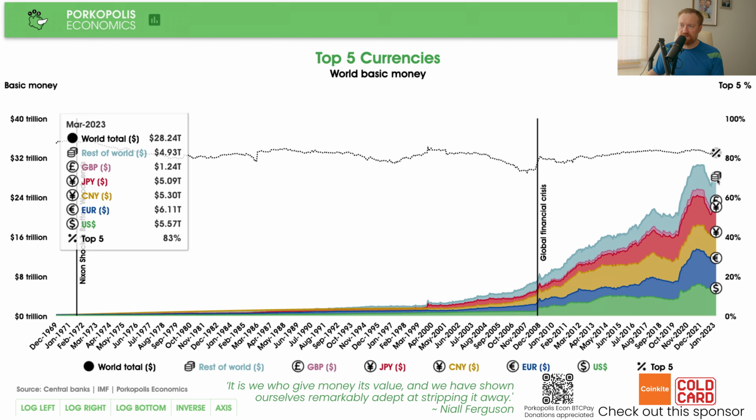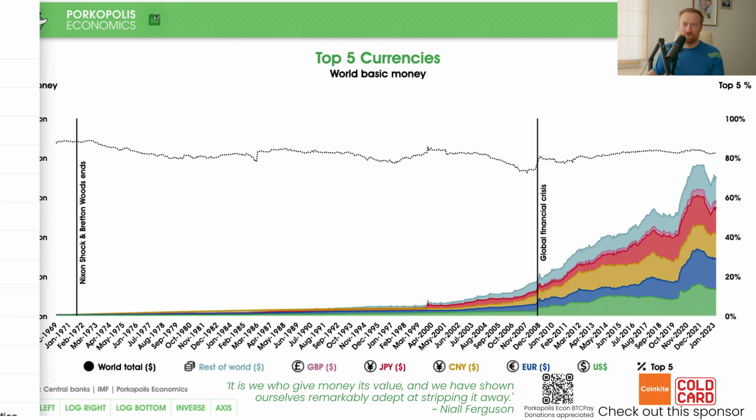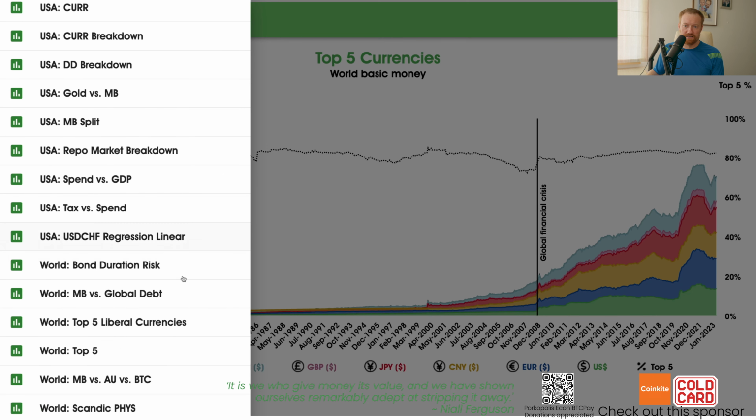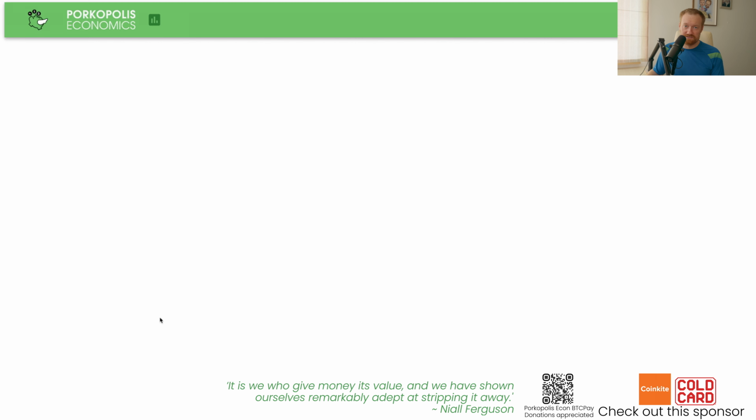Now, if you're curious how much of these currencies make up a global share of GDP, it's actually less. So these 5 currencies, which include a strong emerging market currency, that is the Chinese yuan, these 5 currencies make up 80% of the monetary base, but only 65% of global GDP. So that's kind of interesting. And then one more chart I just want to show you here. Let's go ahead and just look at the liberal democracies.